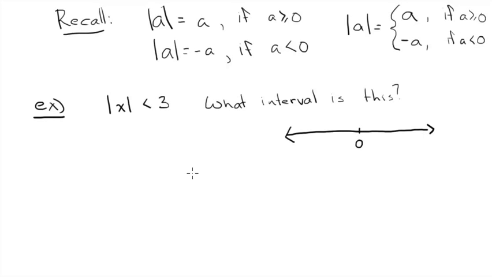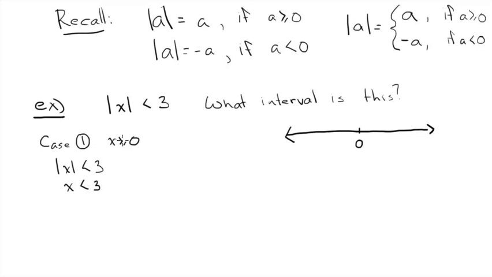So let's think about the real number line. Now remember there's two cases, right? There's case 1 where the thing in the absolute value, x, is bigger than or equal to 0. And if x is bigger than or equal to 0, then the absolute value of x is just equal to x. So that would mean that absolute value of x less than 3 is the exact same, since x is positive, as x is less than 3.